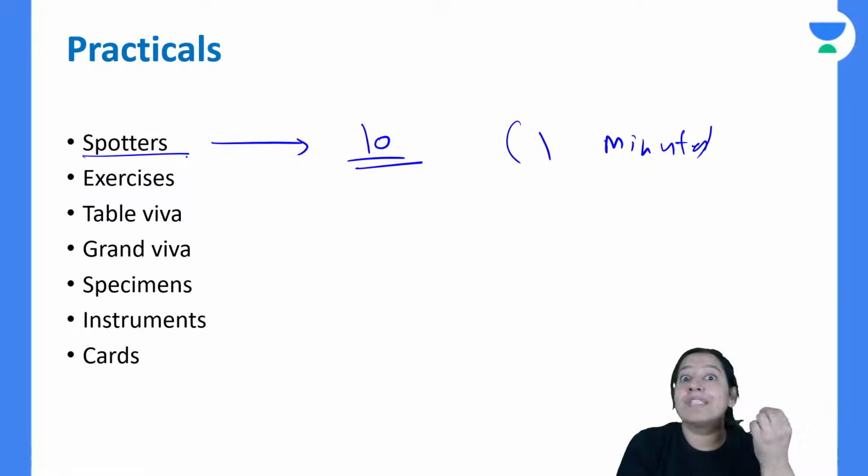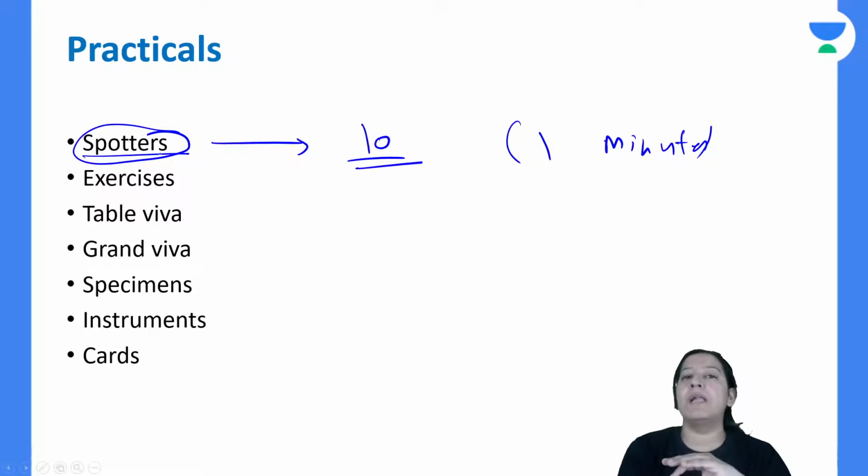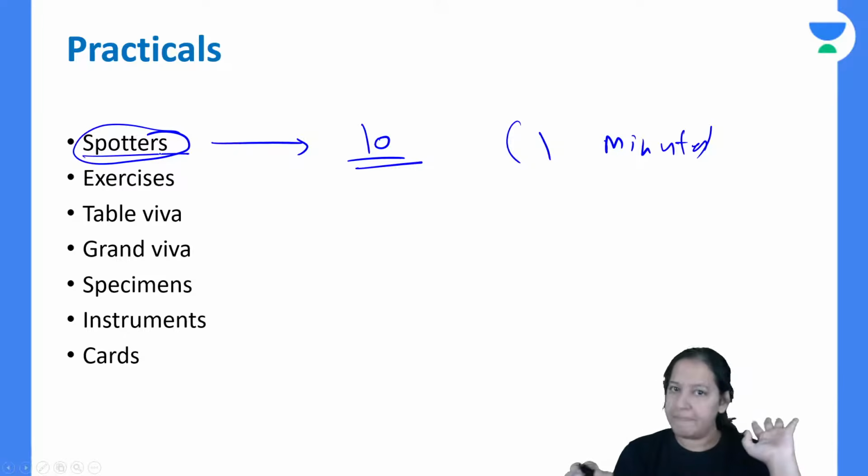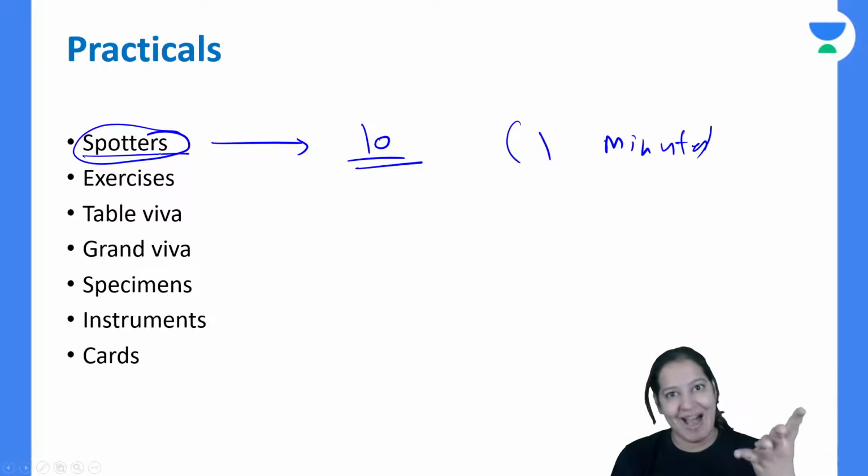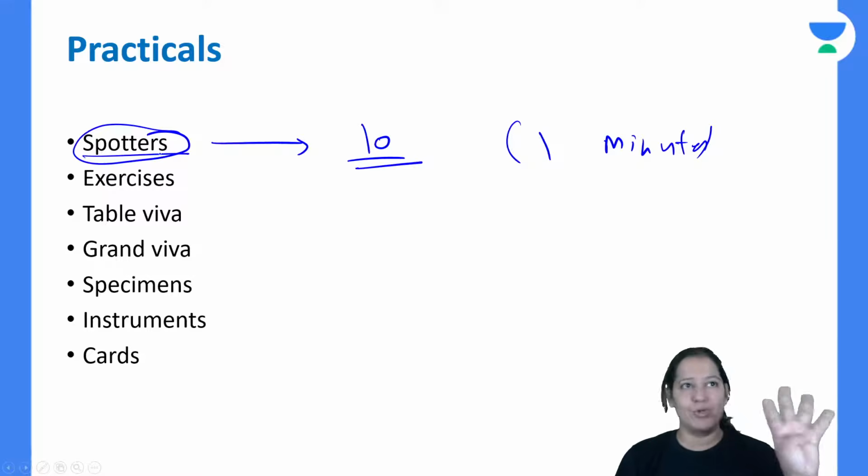You have to identify on the spot. So I will help you with all the possible spotters in all universities throughout India. It can be an instrument, it can be a card, it can be a specimen, it can be a slide. So I will help you with all spotters, don't worry.